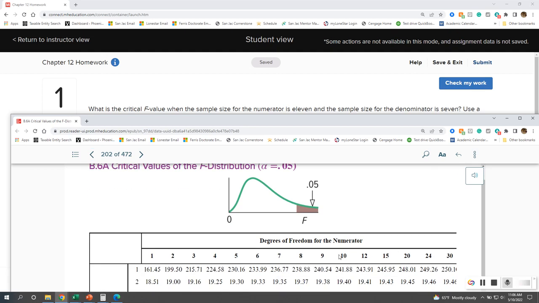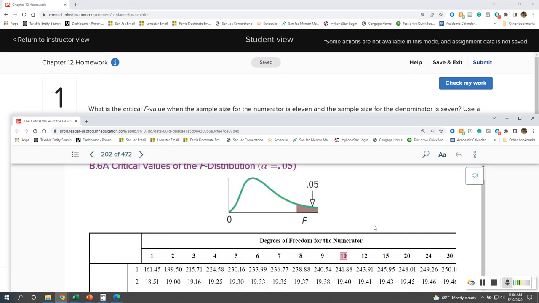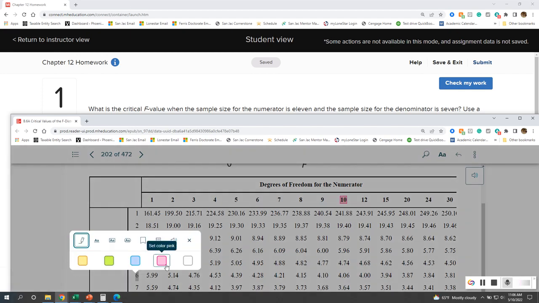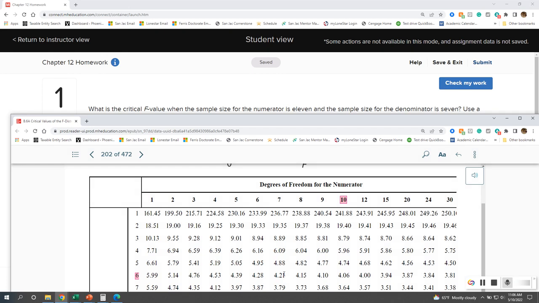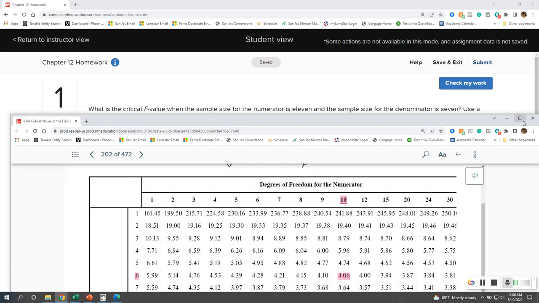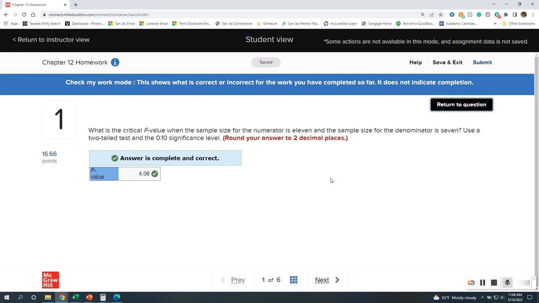So again, 11 minus 1 is 10. We'll make it a pretty pink color. And our denominator is 7 minus 1 is 6. Okay, next, we'll go and find the number that they both cross at, which is 4.06, and we're going to enter that in. That should be our critical value. And that is it for question 1. Yay! That was fun.